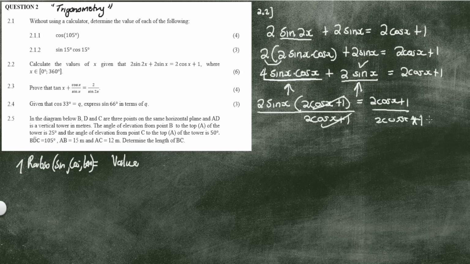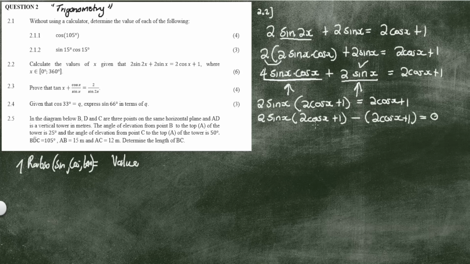Plus 1 versus cancelling? No, don't do that. Instead, what you should be doing is bringing this over to the left hand side and handling it by taking it out as a common factor instead of dividing by the 2 cos x plus 1. So you're going to do the following: 2 sine x (2 cos x plus 1) minus, in brackets, put this in brackets, plus 1 equal to 0.